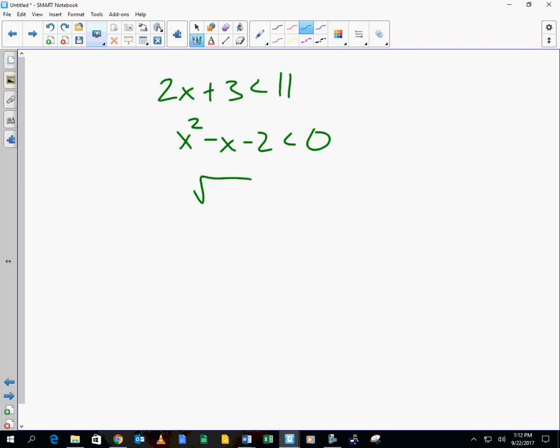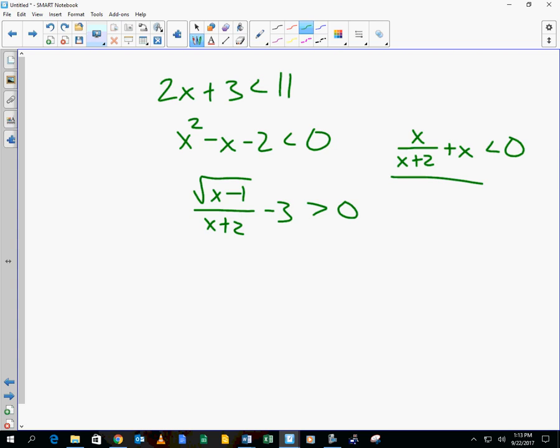For example, we could have the square root of x minus 1 divided by x plus 2, minus 3, is greater than 0. Well, you know what that graph looks like, right? You have no idea what that looks like. Just that expression, so you can focus on that. So then how do we find the solution?